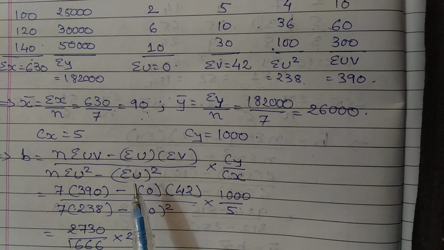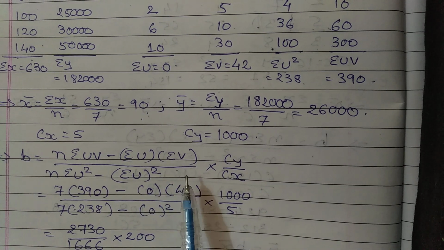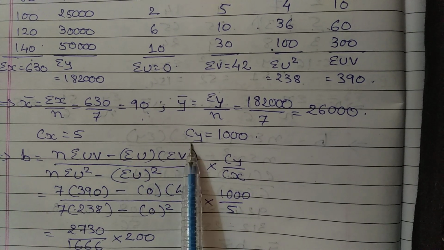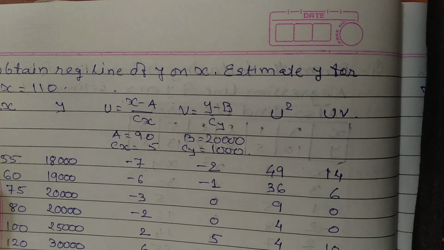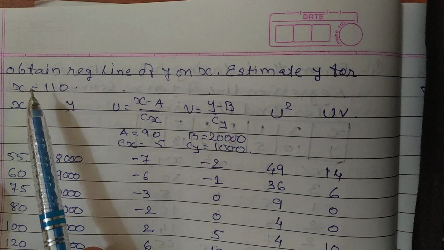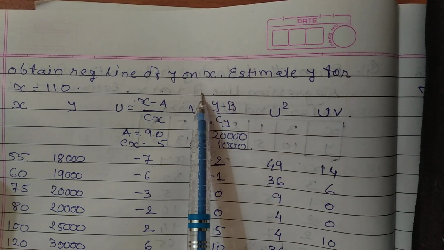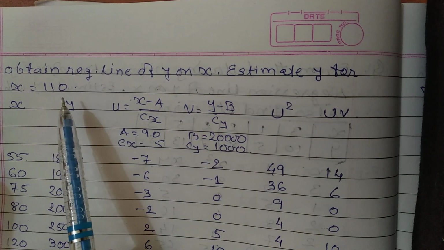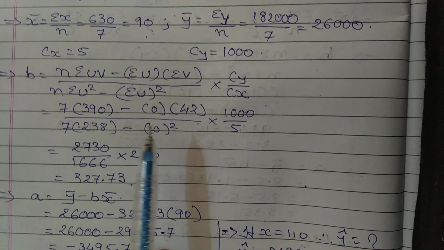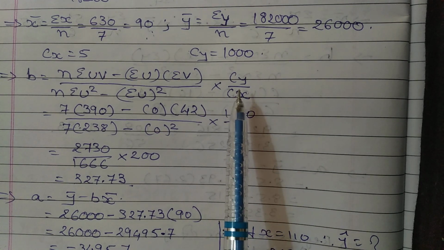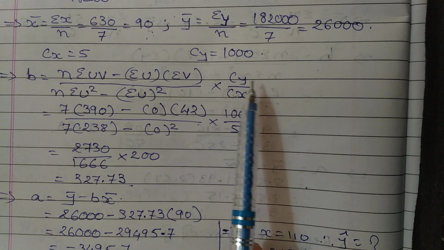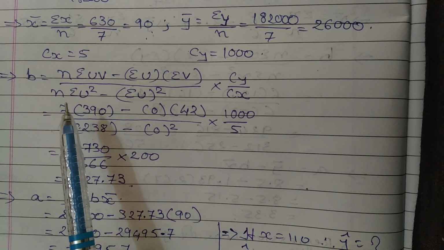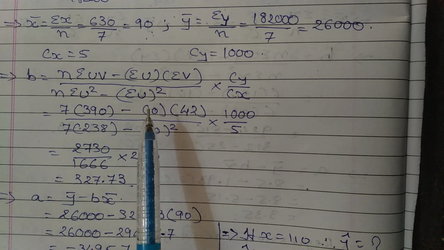Most importantly, whenever you are using any common element in regression, it is a must to multiply by Cy upon Cx. Why? Because we are going to find the regression line of Y on X. Obtain the regression line of Y on X. Estimate the Y for X is equal to 110. That's why whenever Y on X is there, it would be multiplied by Cy upon Cx. If the regression line is X on Y, then this is going to change, that is Cx upon Cy. Here it would be N sigma V square minus (sigma V) the whole square.